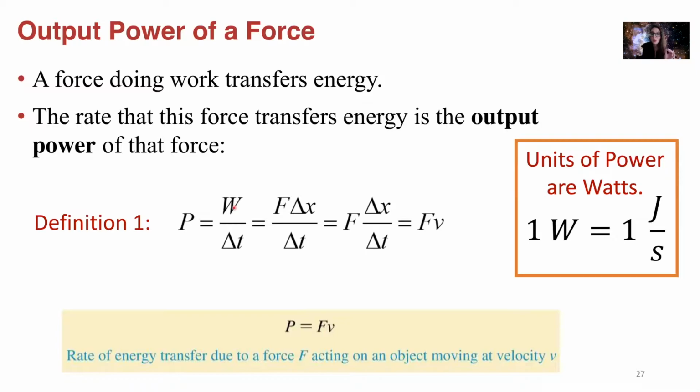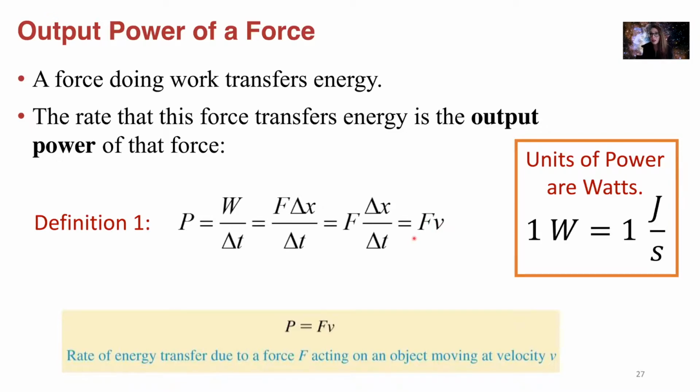And remember, we can also write work as a force applied over some distance. So we can write the work as the force times the displacement over the change in time. And we can pull out that F there. So we have the force times delta X over delta T is equal to power. And what is delta X over delta T? That's change in position over a change in time. That is a velocity. So you can also write the power as being a force times a speed.